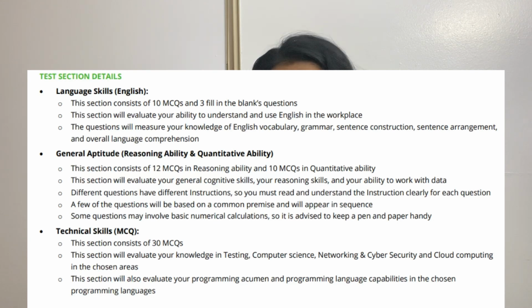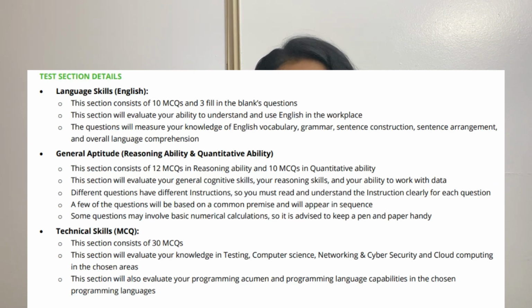Third section is technical MCQ. There are 30 questions on your basic understanding of testing, computer science, networking, cybersecurity, cloud computing, and those areas. Basic questions from computer understanding, cloud computing, everything. This section also evaluates your programming acumen and programming language capabilities. Not really coding, but how much you understand the computer, cloud, and everything. Basic questions.